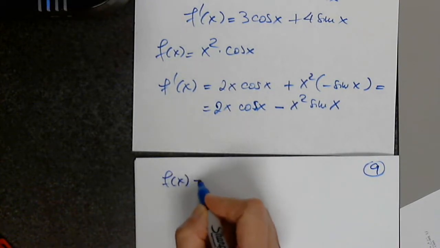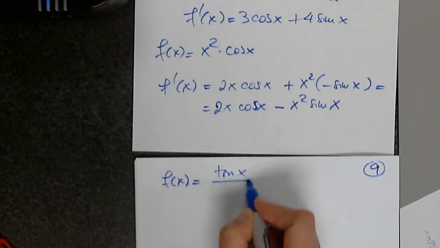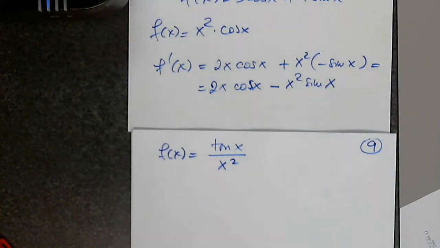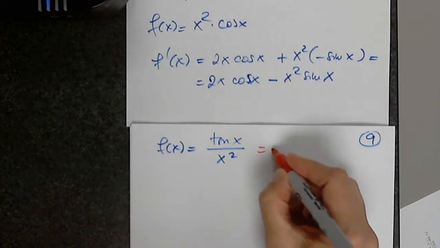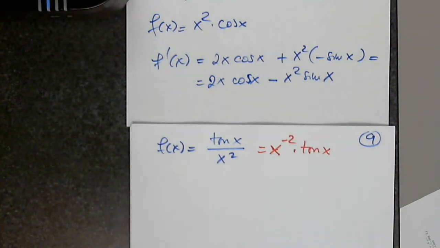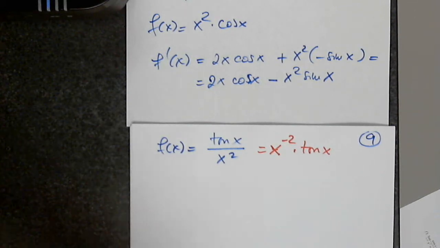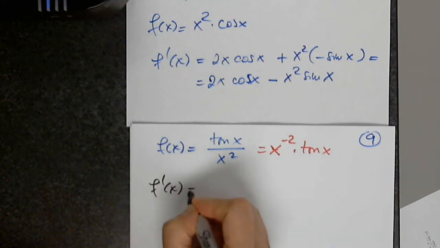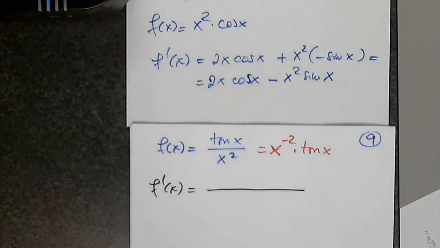So we have f of x, which is tangent x over x squared. This is the quotient rule. Or you can change it into x to negative 2 times tangent x and use the product rule. It's up to you. You tell me what you would like to do. Product rule or quotient rule? Okay, perfect. So f prime of x, top function prime.